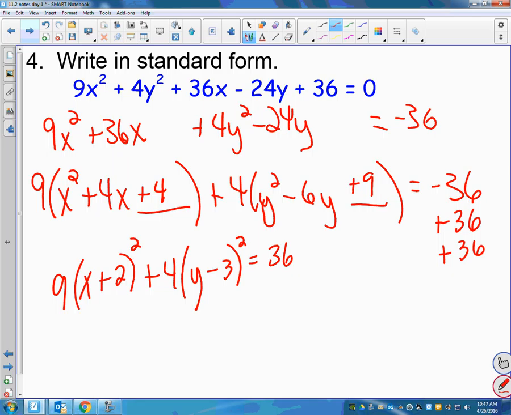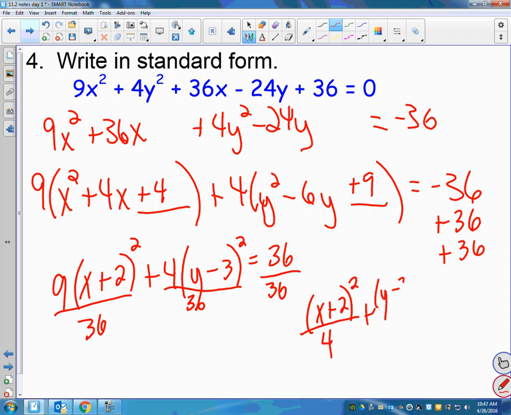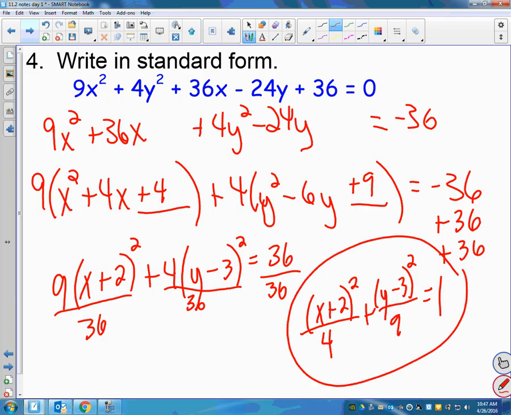And what's the last step going to be? Yeah, we want this to equal 1. So we're going to divide everything by 36, which is where we're going to get our A and our B from. So we're going to get x plus 2 squared over 4 plus y minus 3 squared over 9 equals 1. So actually it turns out that this will be a vertical one and not a horizontal.